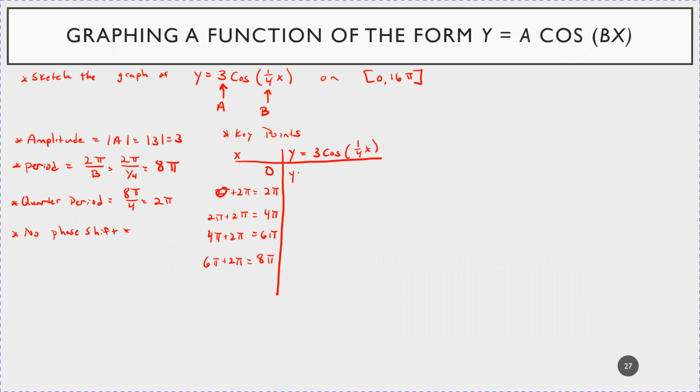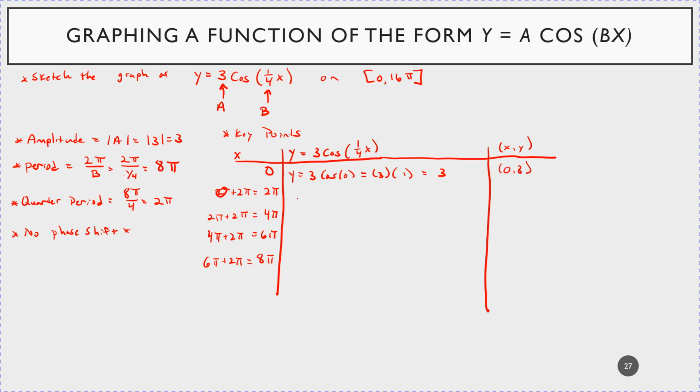So this ends up just being 3 times cosine of 0, because when you plug in 0 for x here, you get 1/4 times 0, 0. So this is just 3. And then remember, cosine of 0 is 1. So my first test point is 0, comma 3.